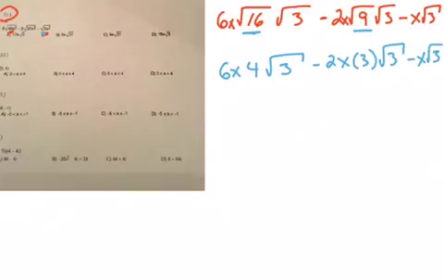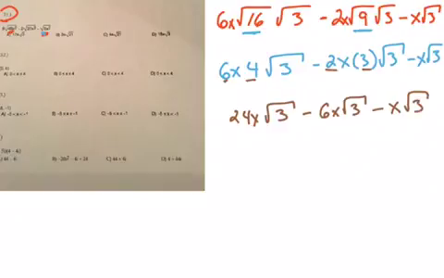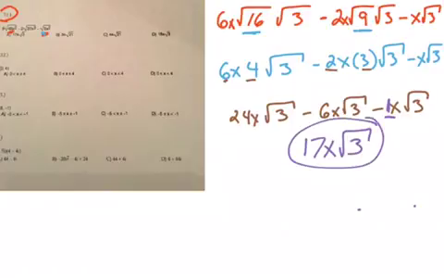And so we break it down, keep breaking it down. 6 times 4 is 24. Square root of 3, 2 times 3 is 6. And we solve. So 24 minus 6 is 18. 18 minus 1. Don't forget there's a 1 technically here, is 17. So 17x square root 3. And that's the answer choice A.